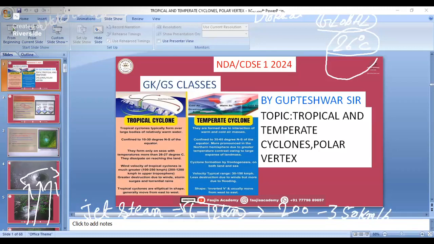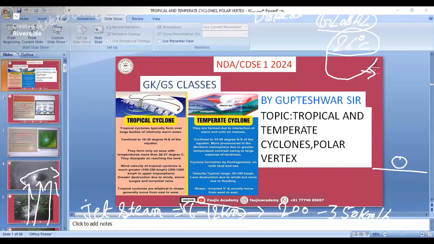Then there should be a pre-existing low pressure area. Low pressure area means what? It should have high temperature. Here we saw that the temperature should be above 27 degrees Celsius. So it should have the extreme low pressure. So if we have high temperature, it means we have the low pressure area.